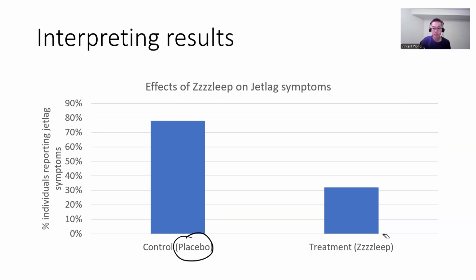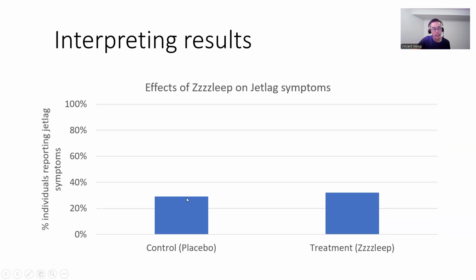Okay. Treatment group. These are the people who receive the experimental drug, and only 30% of them report jet lag. So compared to the control, compared to the fake pill, compared to the placebo, we see quite a bit of reduction. In fact, it dropped from 80% to 30%. That's quite a significant drop. So based on this, we can say the drug is effective. It's helping with the jet lag, basically.